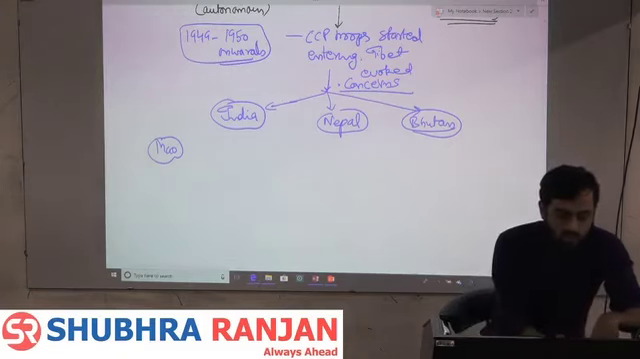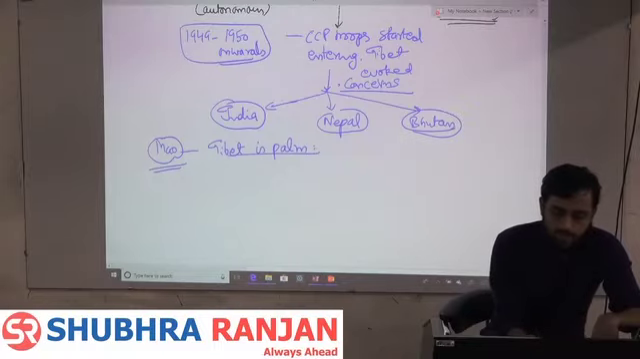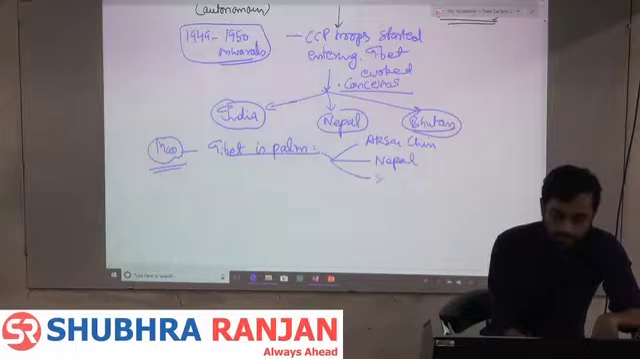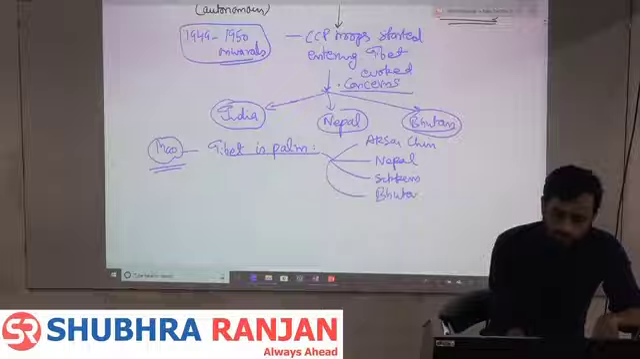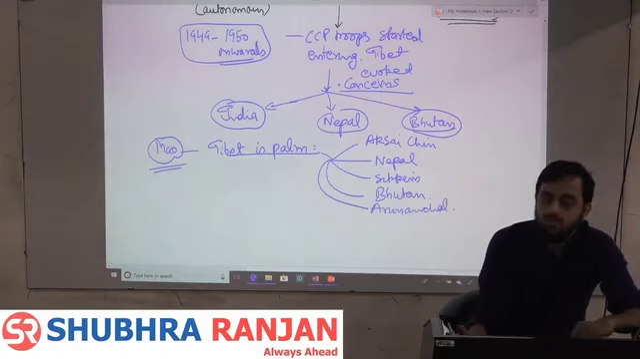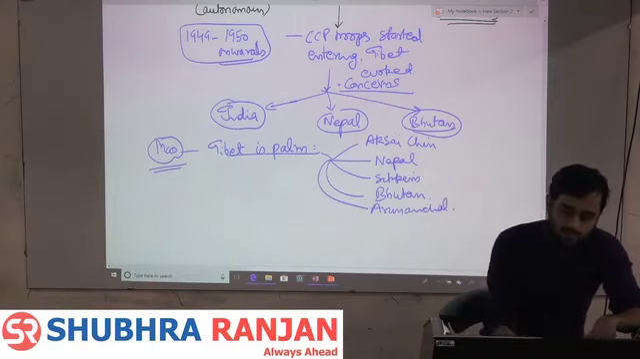And on top of that, Mao made a statement that Tibet is the palm and Aksai Chin, Nepal, Sikkim, Bhutan, Arunachal are what? Fingers. Tibet is the palm and these are the five fingers.